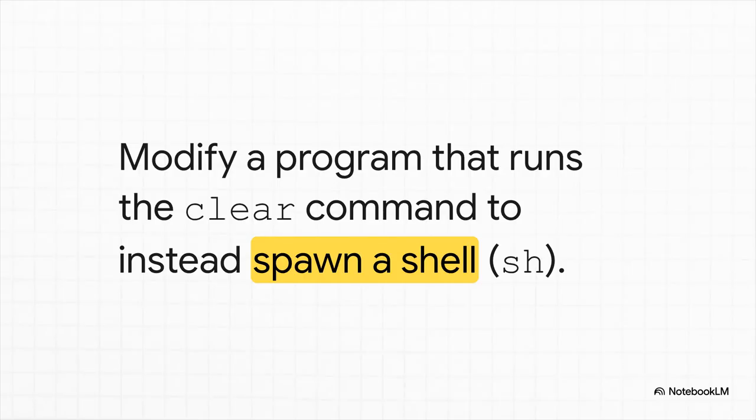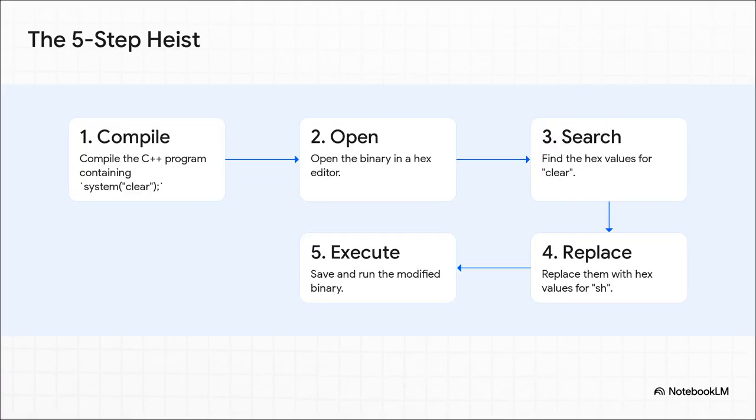Here's our target. We've got a simple program that just calls the system function to run the clear command. Our mission is to modify this binary so that instead of running clear, it runs sh, which will spawn a brand new command shell. This is a classic, fundamental technique in security. And the plan is surprisingly straightforward. We're not recompiling anything. We're performing direct surgery on the finished binary.